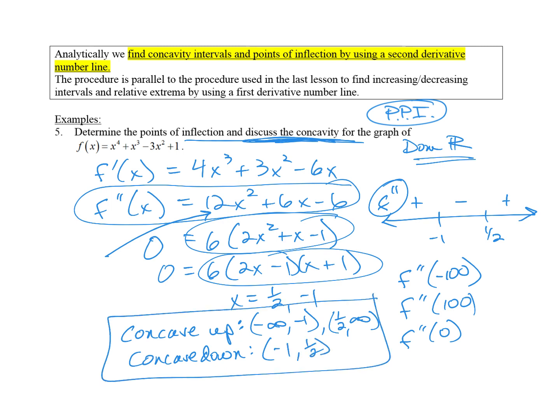And then it says, determine the points of inflection. So point of inflection happens at -1 and 1/2. I'll just call it P of I, one occurs at -1 and the other one occurs at 1/2. You've got to find the y coordinates. How are you going to do that? Put them back in the table.